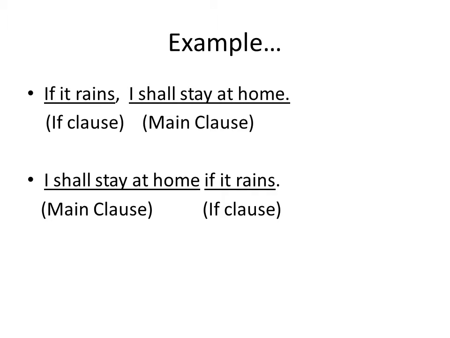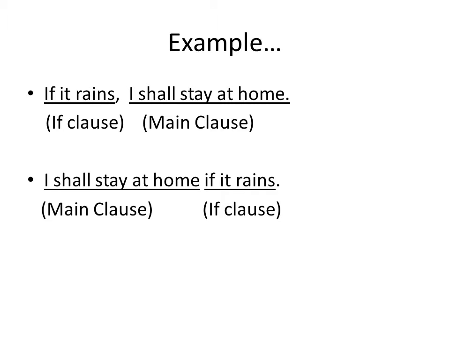Let's see an example. If it rains, I shall stay at home. In this sentence, if it rains is the if clause and I shall stay at home is the main clause. You can also call it the consequence clause or the result clause. If this happens, then consequently this will happen. If it rains, I shall stay at home.